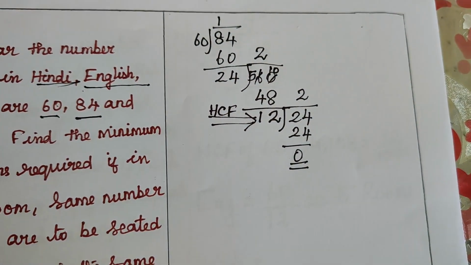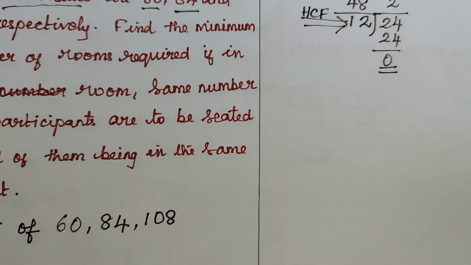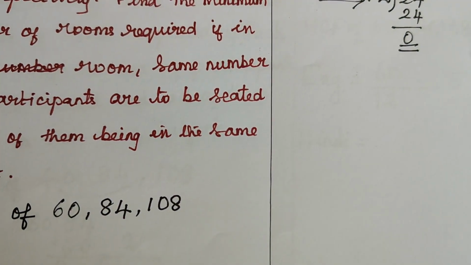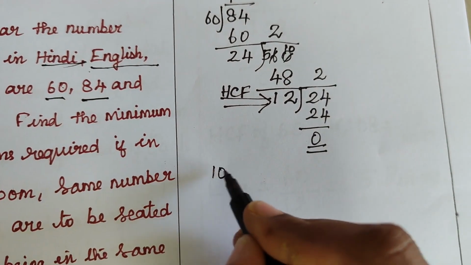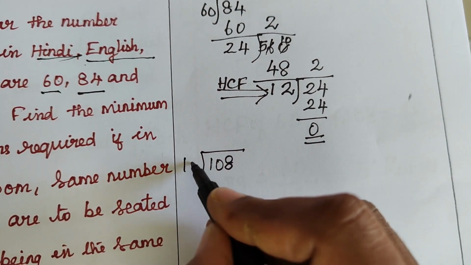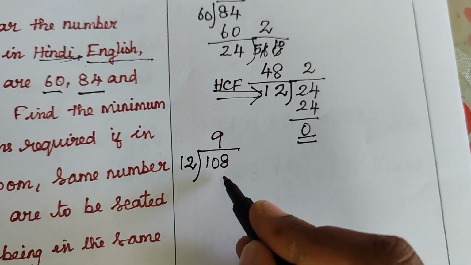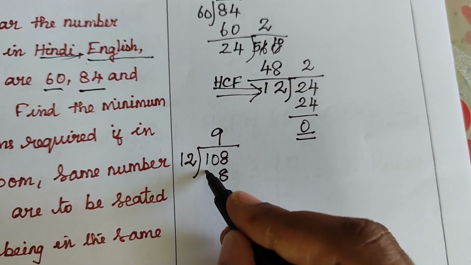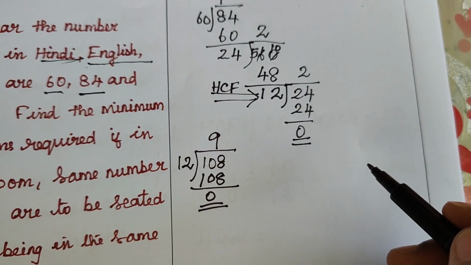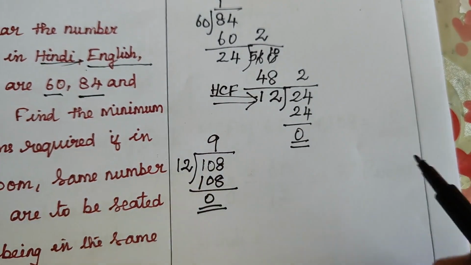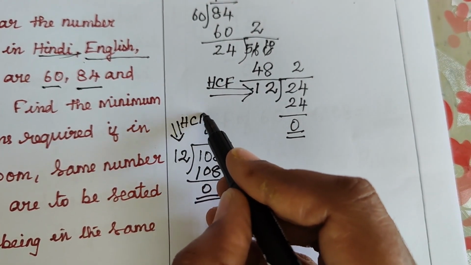Now we will use this first HCF 12 and the third number to find the final HCF. The third number is 108. So HCF of 108 and 12. Okay, just check. 9 times 12 is 108, so 12 divides 108 completely. So 12 is the HCF of 108 and 12. So this is the second HCF, 12.